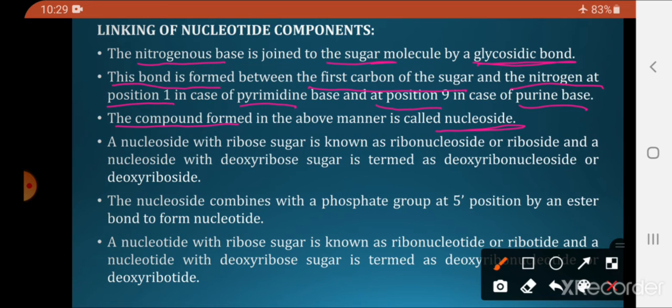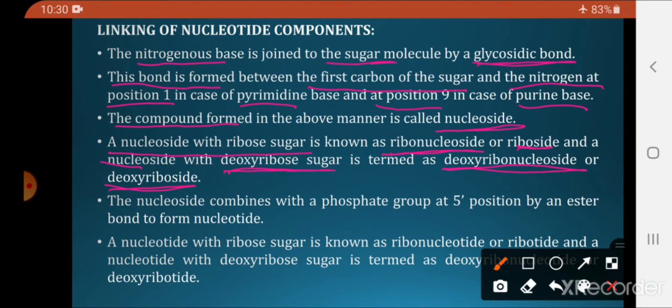Nucleoside. Now, a nucleoside with a ribose sugar is known as a ribonucleoside. जो न्यूक्लियोसाइड में राइबोस शुगर है, it is called as ribonucleoside और सिंपली riboside. And a nucleoside with deoxyribose sugar is called as deoxyribonucleoside और deoxyriboside. सो अभी क्या बना? न्यूक्लियोसाइड. But we are talking about what? न्यूक्लियोटाइड. सो अभी लास्ट कंपोनेंट ऐड करना बाकी है. Which component is remaining? फॉस्फेट.